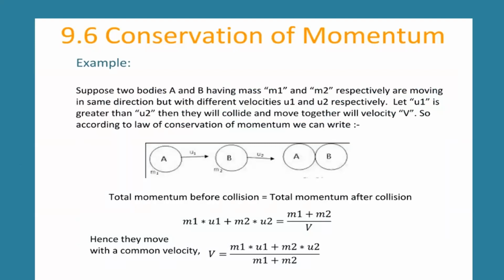Suppose two bodies A and B having masses m1 and m2 respectively are moving in the same direction, but with different velocities u1 and u2 respectively. Let u1 be greater than u2. What happens? Absolutely, ball A will collide with ball B. At the time of collision, both apply equal and opposite forces. Now, the total momentum before collision is equal to the total momentum after collision. So m1u1 plus m2u2 is equal to (m1 plus m2) times v. Now, the common velocity v is equal to (m1u1 plus m2u2) divided by (m1 plus m2).